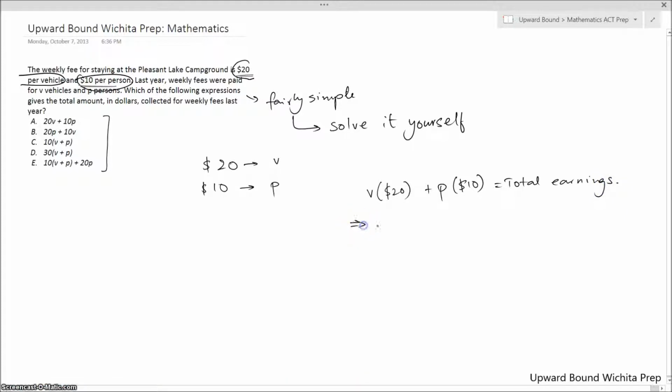Therefore, the equation is very straightforward. The answer is simply 20V plus 10P, that's the total. So they're asking you what the total is. That's your answer. Just look here and compare. This is what your answer is. That's it.